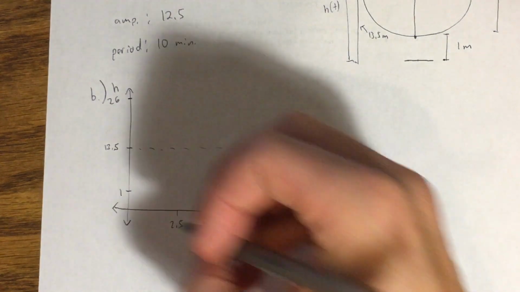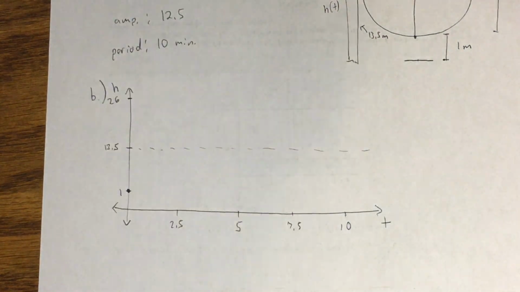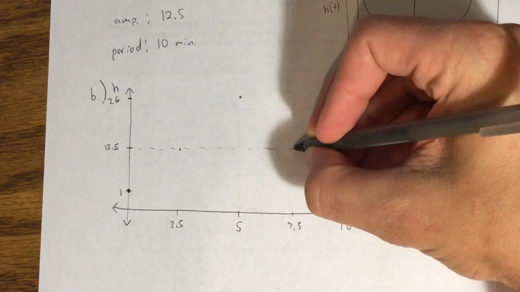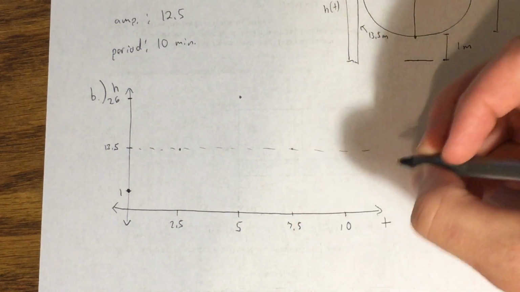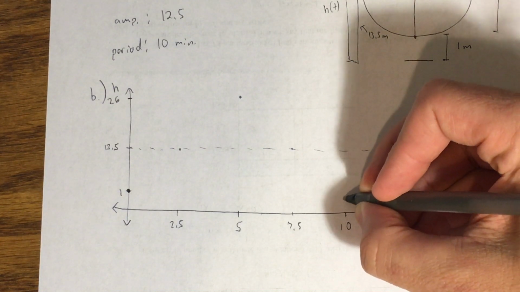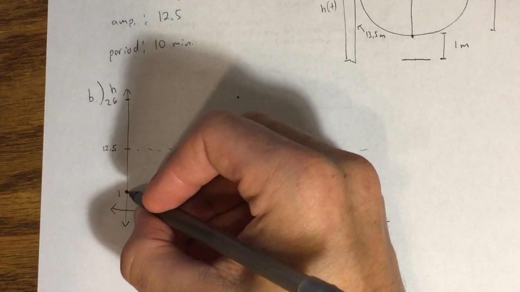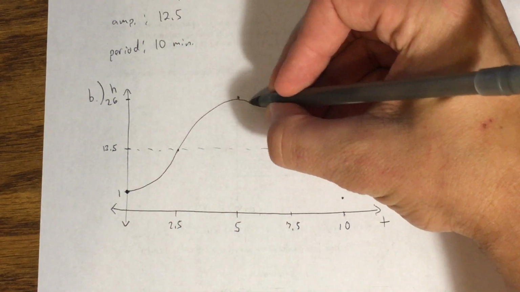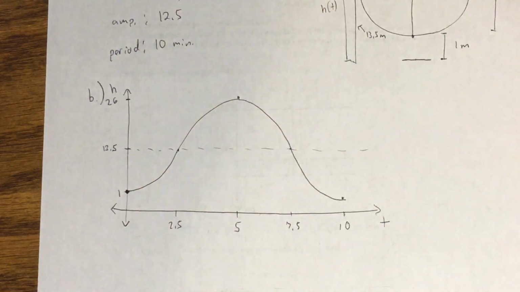And again, we board from the bottom. We start 1 meter above the ground. Then I know I should go from a midline to a maximum to a midline back to a minimum, because again, after 10 minutes, we're back where we started, back on the ground again, or 1 meter above the ground. That's what my graph should look like.